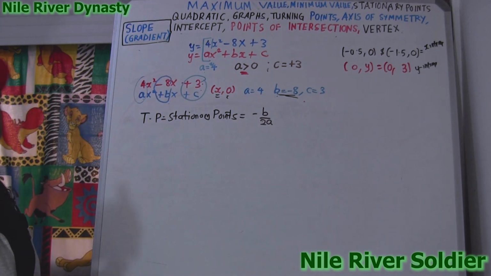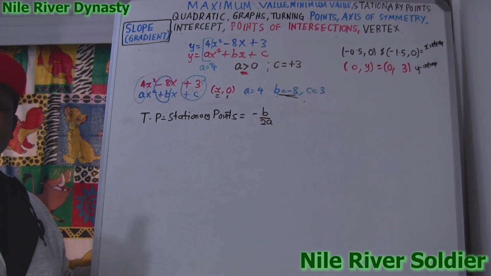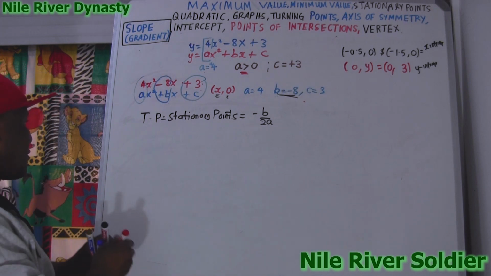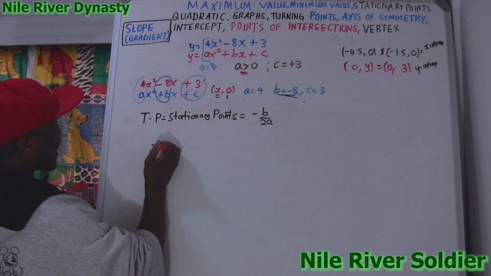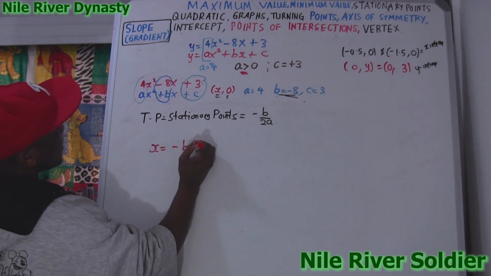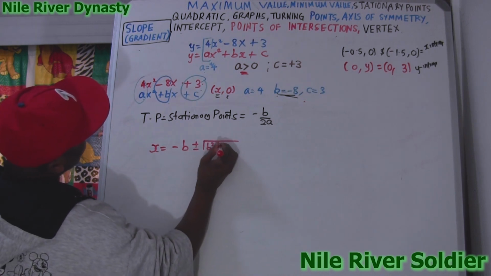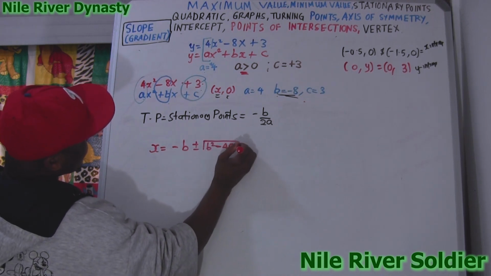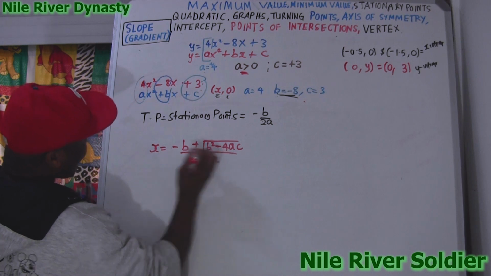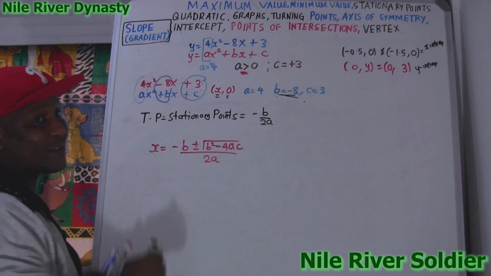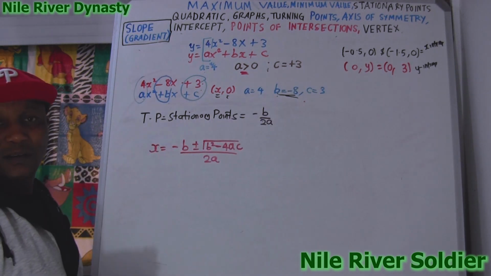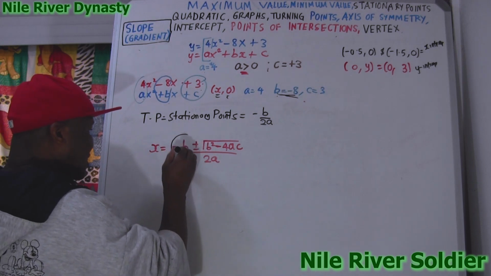So sometimes you forget this formula. Let me show you how you can remember, just in case sometimes you forget, and how you can remind yourself. You see the formula I gave you the first time, negative b plus or minus the square root of b squared minus 4ac over 2a. If you want to get the turning point and you forgot that one, what you do, you take this. You see this one? This is what you need.